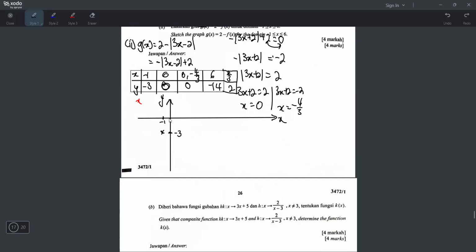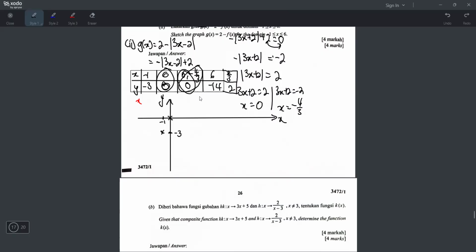Okay, the next one is 0, 0, which is the x-intercept. Or you can say it's also the y-intercept. Because your y-intercept and x-intercept is the same point, 0, 0, right? But the next one is also 0, 0, so same thing. And then this one is -4 over 3, 0. So -4 over 3 is like lebih kurang lah.